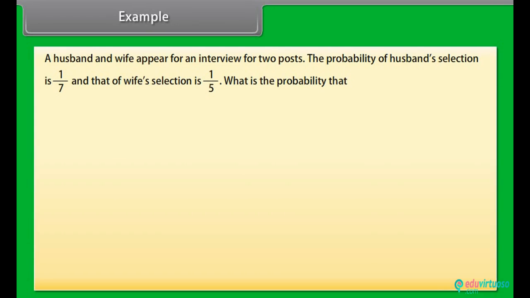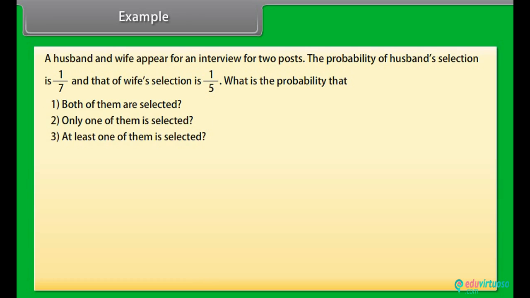Example: a husband and wife appear for an interview for 2 posts. The probability of husband's selection is 1 by 7 and that of wife's selection is 1 by 5. What is the probability that 1. Both of them are selected. 2. Only one of them is selected. 3. At least one of them is selected.